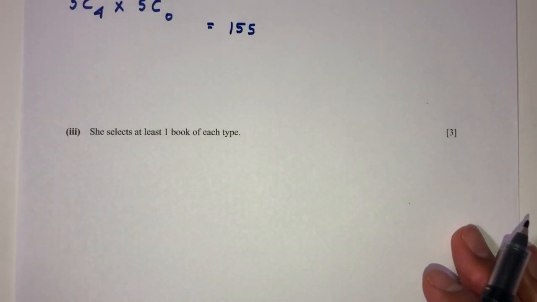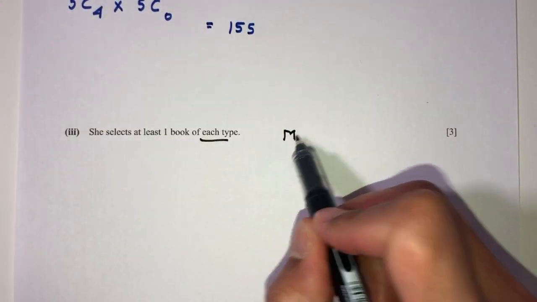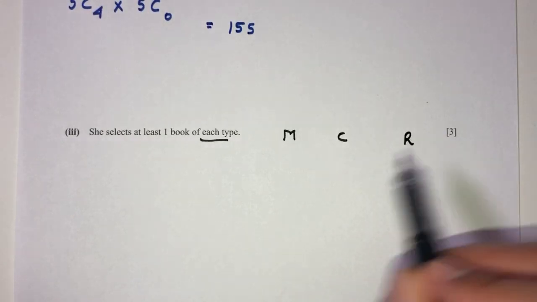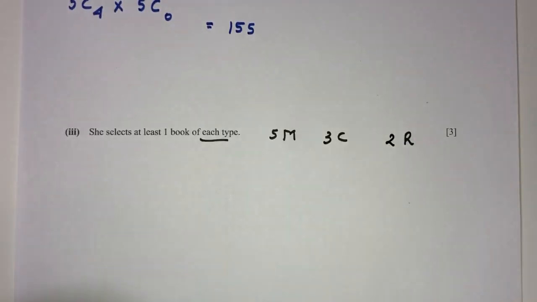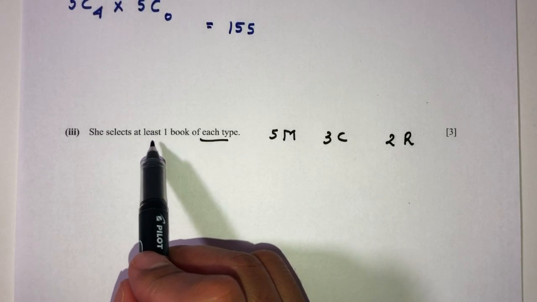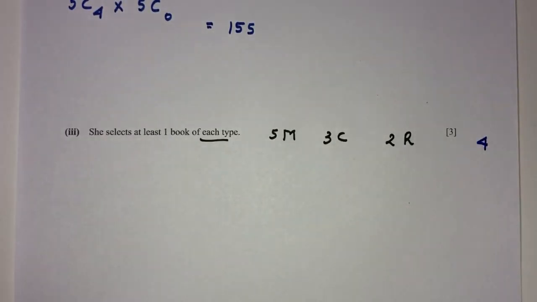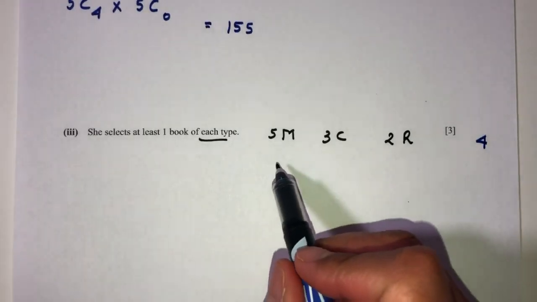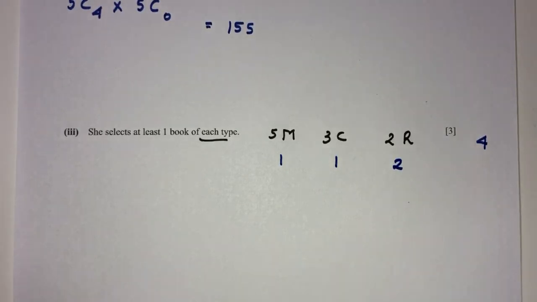Now for part 3, she selects at least 1 book of each type. Okay, so now that's the new condition. So we have mystery, crime, and romance. So we have 5 mystery, 3 crime, and 2 romance. Now we have to check how many kinds of combination we have to get at least 1 of each kind, and she still wants 4 books. Now I can say we can first choose 1 mystery, 1 crime, but we have to choose 2 romance because we have to have 4 books.